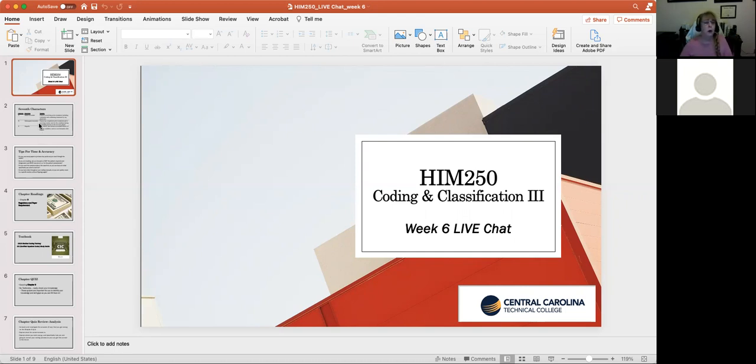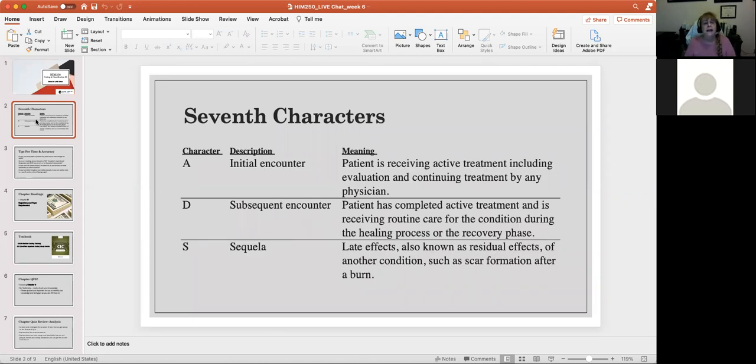Okay. So upon special request, the first thing I want to talk about is seventh characters, because I know this is confusing. And I will tell you that it took me a long time to really figure it out in my head because of the way they have it set up. Okay. So we're not going to go through all of the seventh characters that are available, especially in the injury and fracture section, because most of them are very self-explanatory, you know, malunion, nonunion, delayed healing, whatever. That's very straightforward. But the biggest challenge that I have found for students is A and D, the difference between an initial encounter and a subsequent encounter.